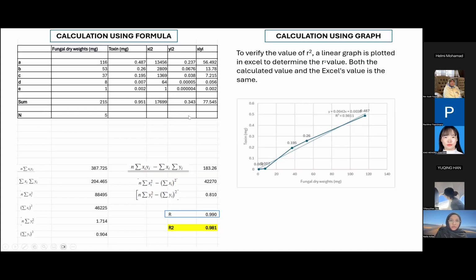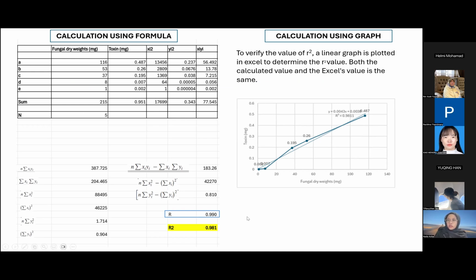Okay, so from the formula, we regard fungal dry weights as X and toxin as Y. Then we calculated the sum of the fungal dry weights and also toxin. We also found the sum of X square, Y square, and XY. Based on this, we inserted the values into the Pearson equation, and the R is 0.990.